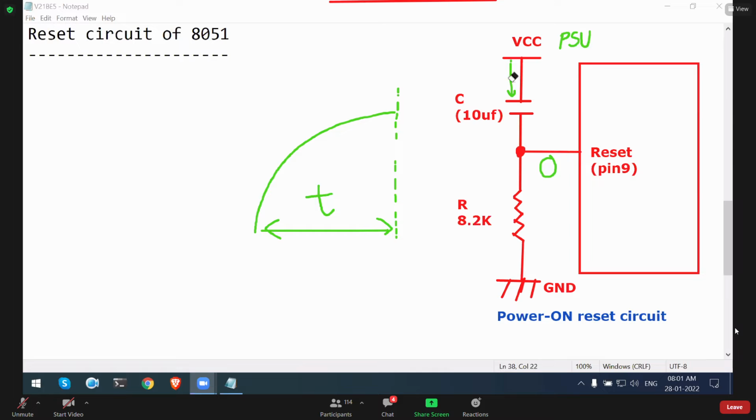When we give power to this capacitor, it will start charging, and the charging time of the capacitor depends upon this resistor value and capacitor value used. Resistor value is 8.2, capacitor is 10 microfarad. So the charging time will be calculated, and you can actually adjust the charging time of the capacitor. How much charging time do you want? 50 millisecond, 1 millisecond, 10 millisecond. You can adjust the capacitor charging time with the help of this resistor value and capacitor value. So these values are recommended by Intel. We cannot change them. Okay.